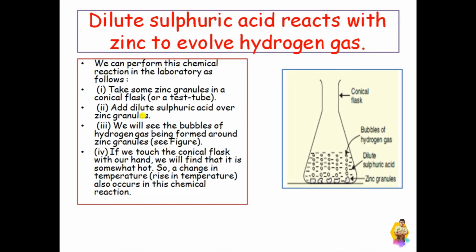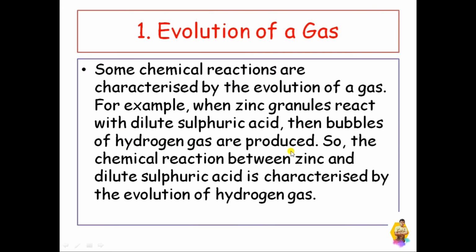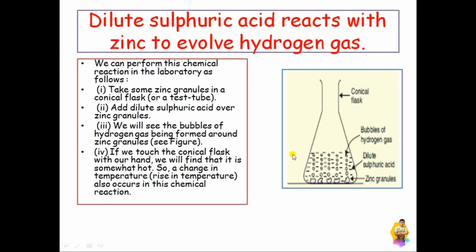If we touch the conical flask with our hand, we'll feel that it is somewhat hot. That means the temperature is quite high. So a change in temperature can also be seen. That means we can see two particular properties in this reaction, and these two are evolution of gas and number 4, that is change in temperature. Okay, a rise in the temperature we can also see.